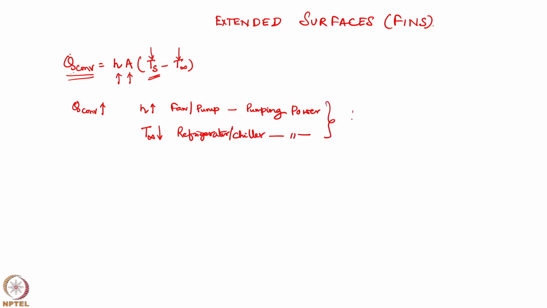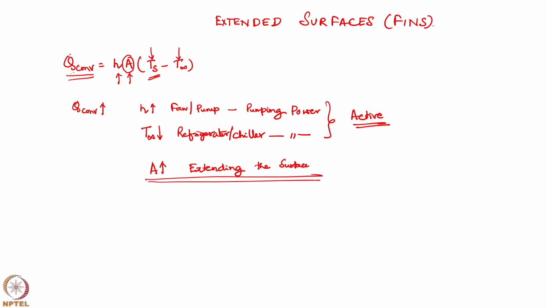So both of them are active methods where you need power consumption, but there is another simple method where you can increase the area. That is what we are doing here. We increase the area by extending the surface. So this is a one time investment, it is not active, so it does not consume power.